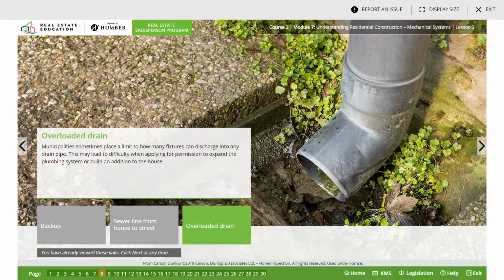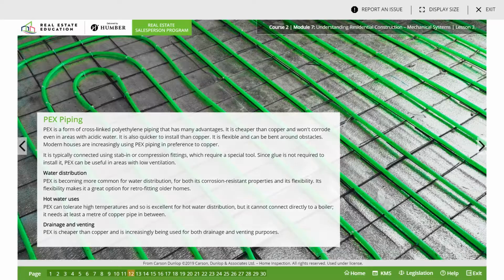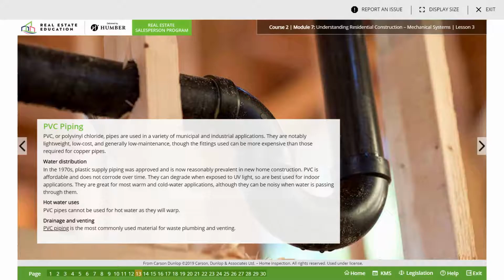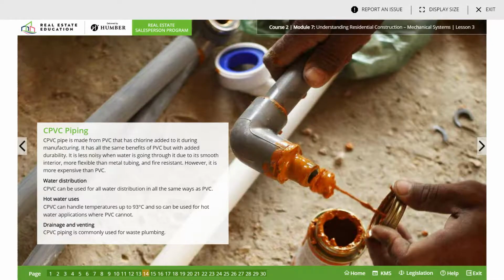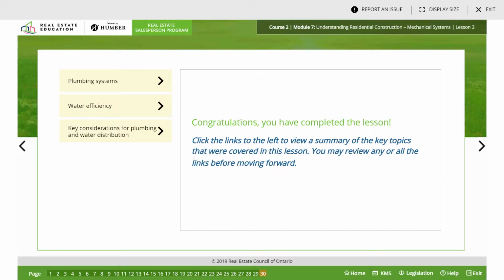Overloaded drain: sometimes municipalities place a limit on how many fixtures can discharge into a drain pipe. This may lead to difficulty when applying for permission to expand the plumbing system. And that's pretty much it. They did talk about different pipes, and you can read that and see what they say. I think we covered most of the things here in lesson 3.